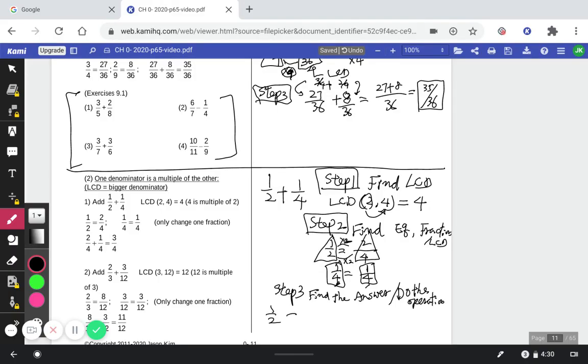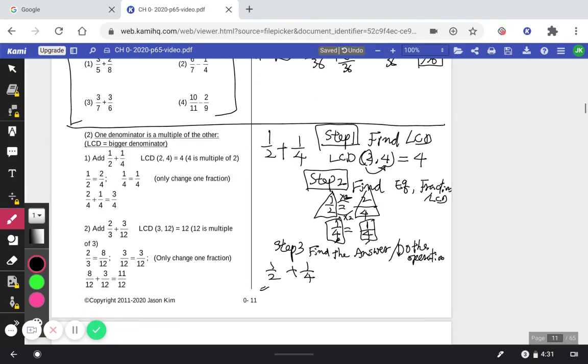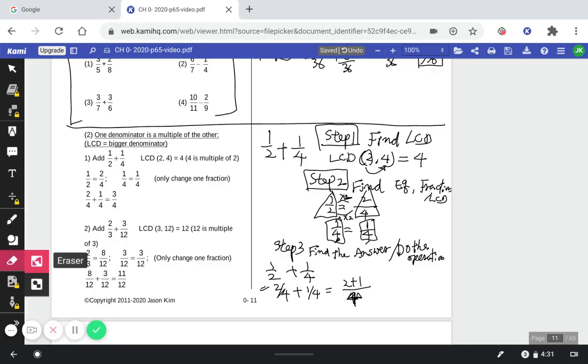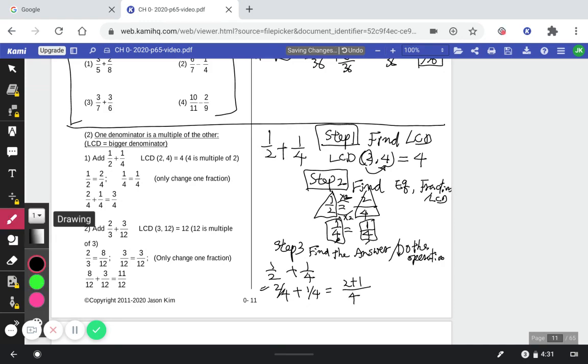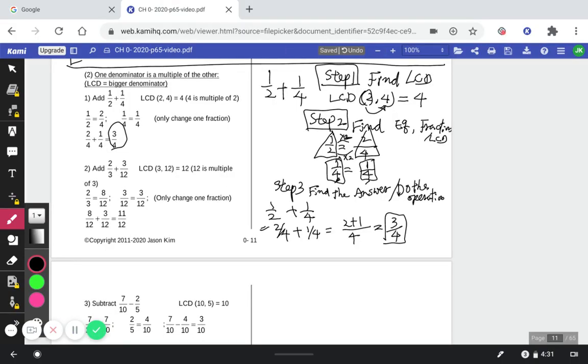So instead of 1/4 added with 1/4, you rewrite this one as an equivalent fraction, which is 2/4 plus 1/4. So you end up with 2 plus 1 over 4. So that will make you 3/4 as a final answer. Okay, so that's one example.